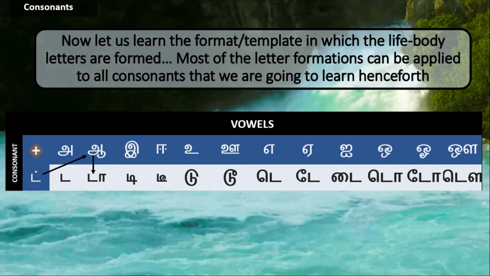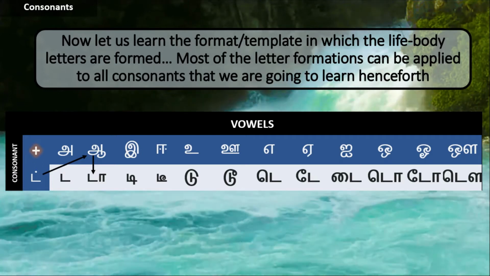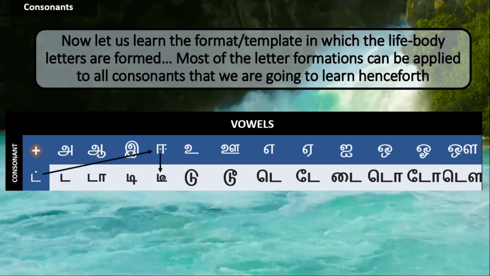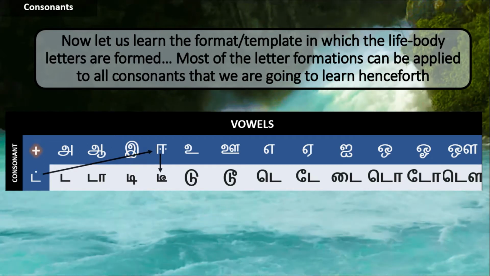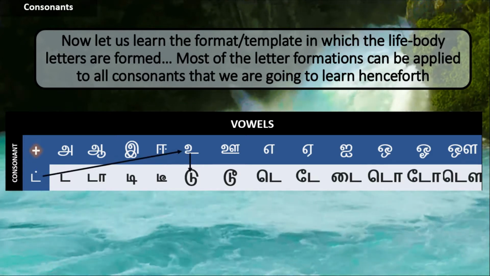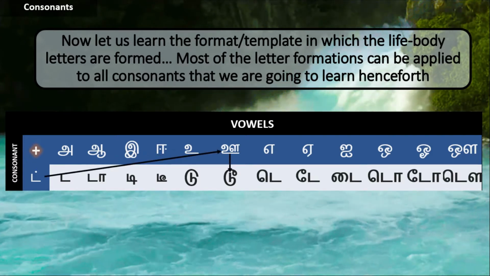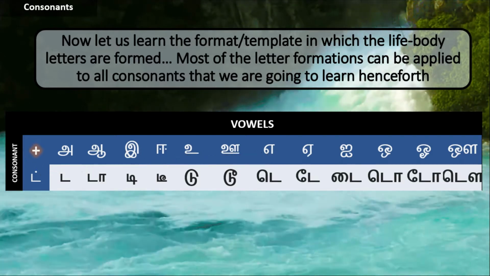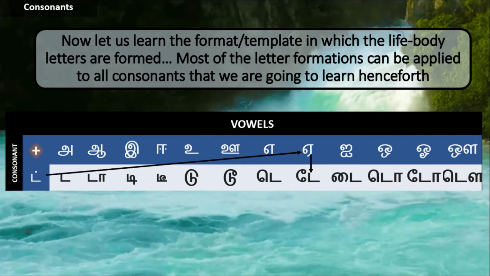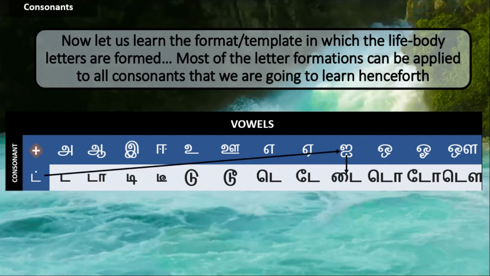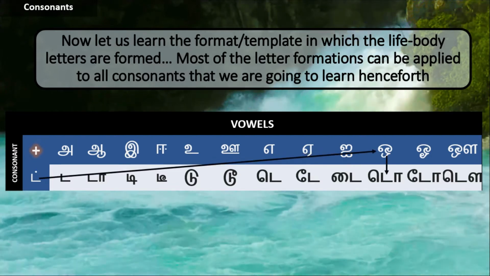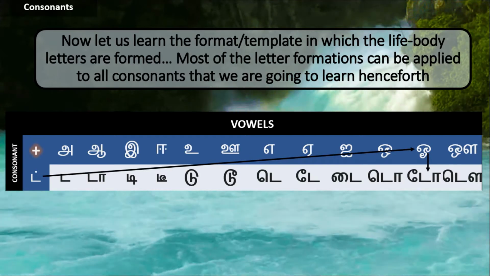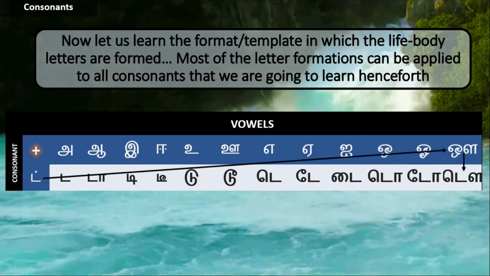Similarly, it plus a is ta. It plus e is t. It plus u is to. It plus a is te. It plus I is tie. It plus o is to. And it plus ow is tau.